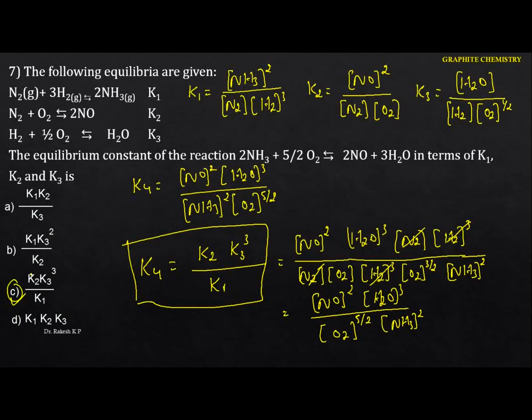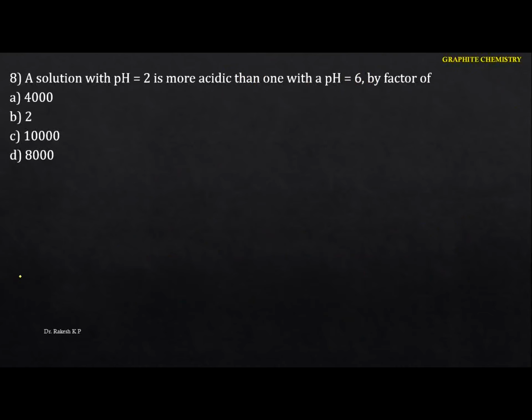Okay, so next one. A solution with pH 2 is more acidic than the one with pH 6 by the factor of. Okay, you just identify this here. The pH is equal to 2, and the pH they have given here is equal to 6. Okay, so we know the equation: pH is equal to the negative logarithm of the concentration of H plus. Now what you have to calculate is the concentration of this one. Let me take this particular one here. This is what I want to calculate, the concentration.